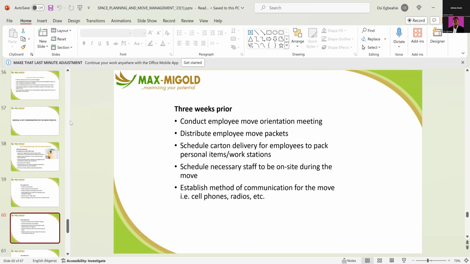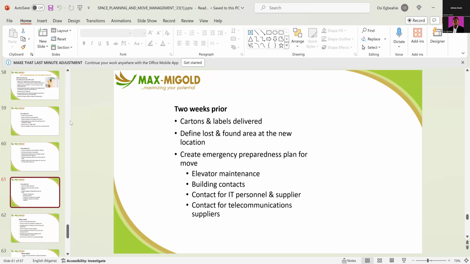Subject to the move, conduct employee move orientation meetings, distribute employee move packs, schedule cartons delivery to employees to pack personal items at workstations, schedule necessary staff to be on site during the move, and establish a method of communication for the move, either by cell phones or radios, depending on what you are used to or what is easy to manage.